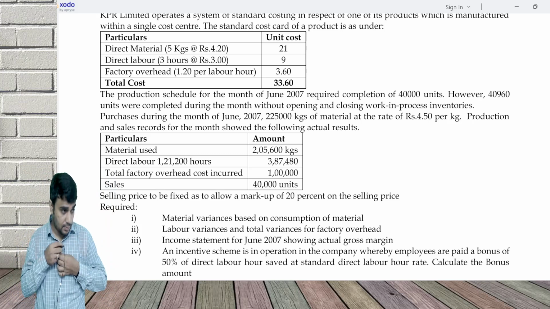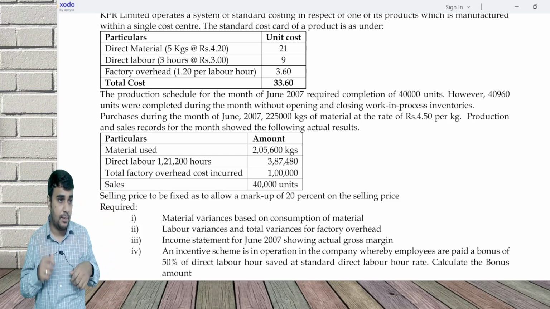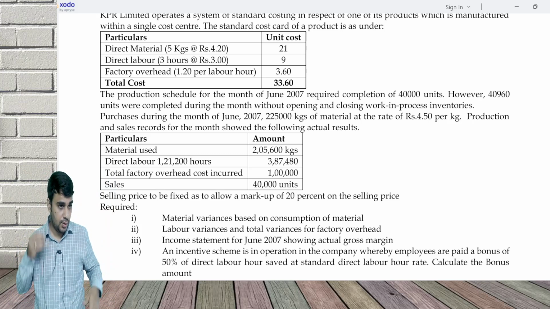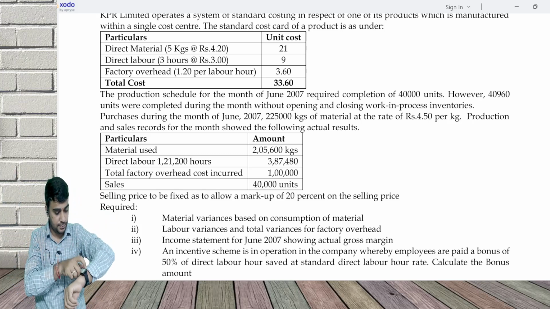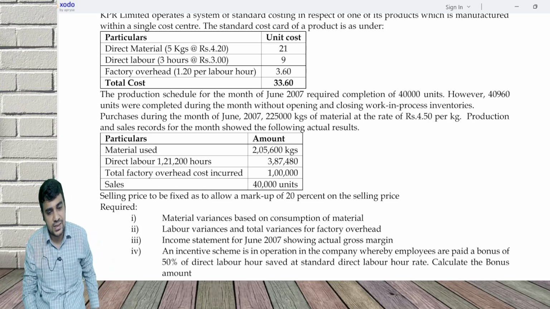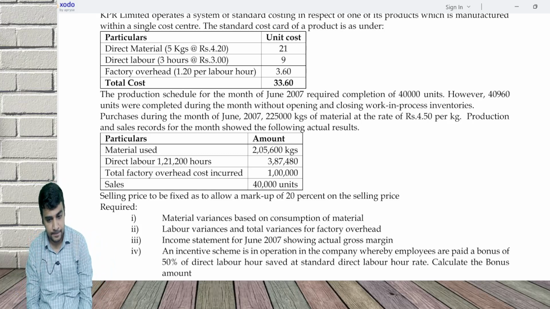Nine more minutes. Material variances should have been completed by now. You should have completed material variance and moved to the labor part. 15 minutes is in fact on the higher side, but cheaper.